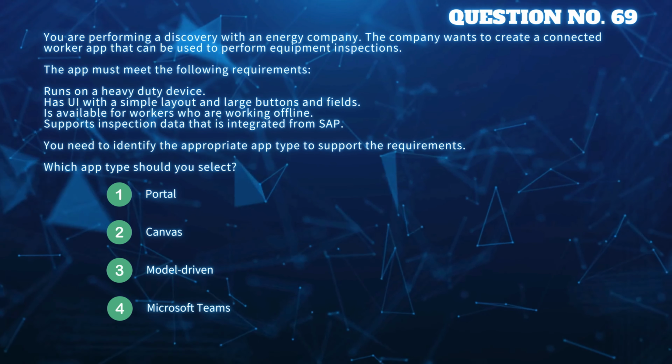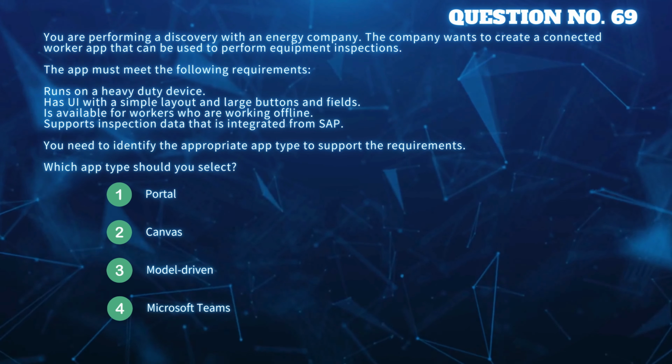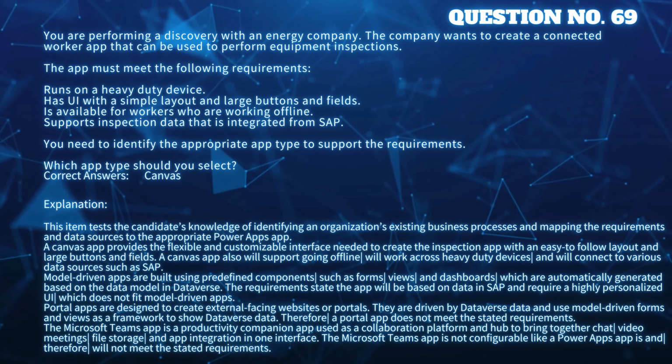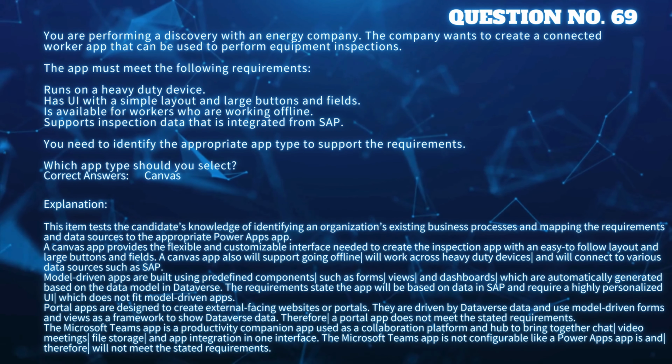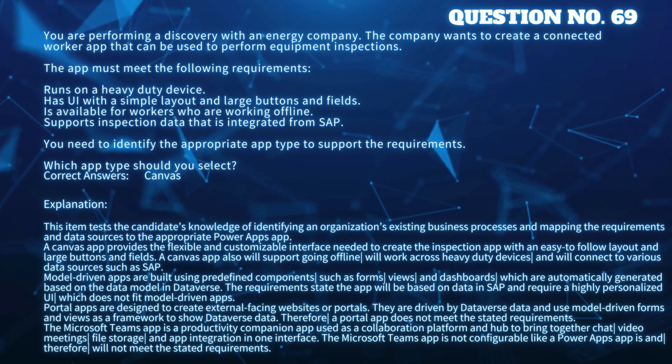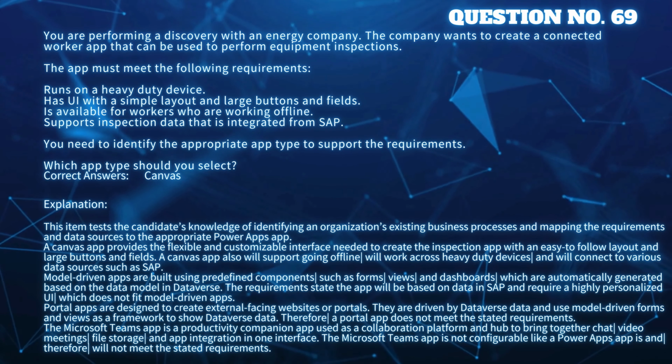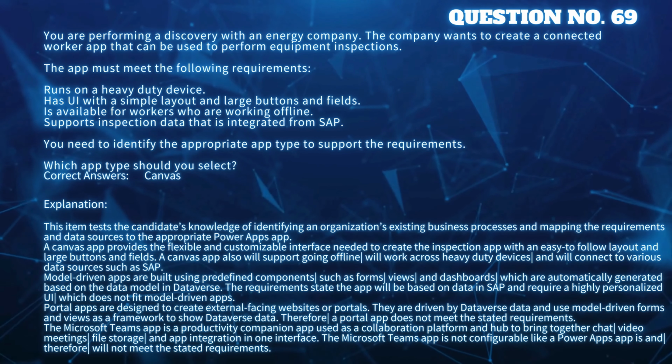Option 1, Portal. Option 2, Canvas. Option 3, Model Driven. Option 4, Microsoft Teams. Correct answers: Canvas. Explanation: this item tests the candidate's knowledge of identifying an organization's existing business processes and mapping the requirements and data sources to the appropriate Power Apps app.